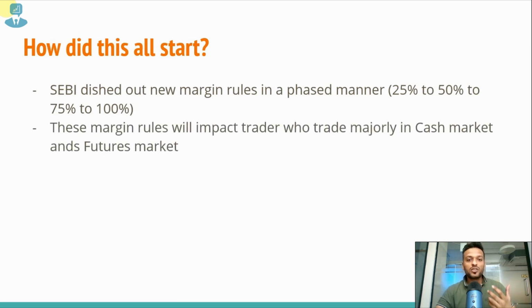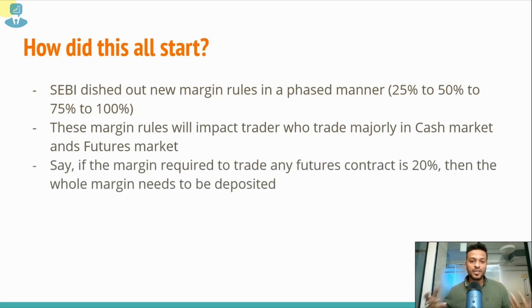implemented. The margin rules will impact traders who majorly trade in the cash and futures market. This goes without saying because these are the markets which are directly impacted by these rule changes, and we'll try to understand the magnitude of the change. Say if the margin required to trade any futures contract is 20%, then the whole margin needs to be deposited. Earlier you could deposit only a part of this margin, but now if the margin required to trade any futures contract is 20%, which is also called the peak margin, then you have to pay the whole margin, that is 100%. You can't pay a part of this 20%, you have to pay this 20% completely.